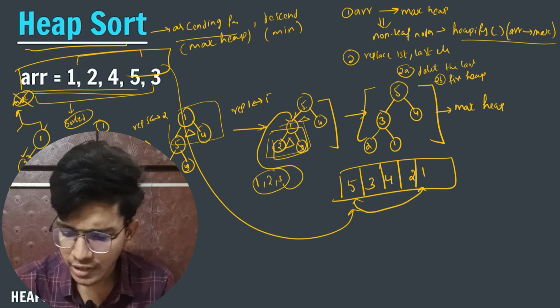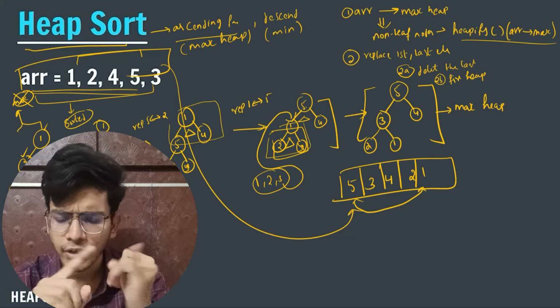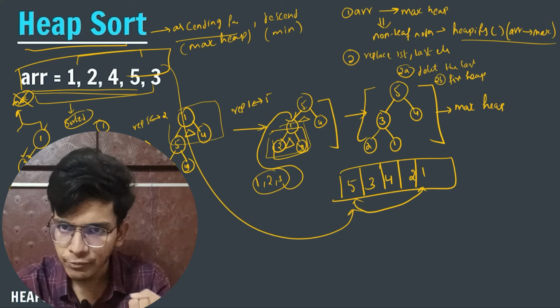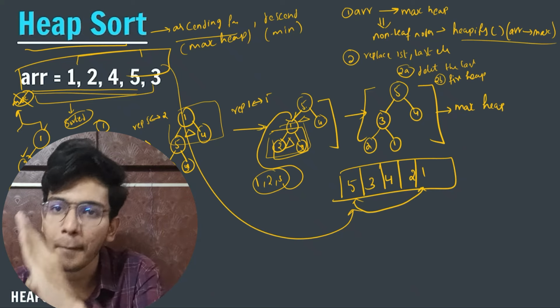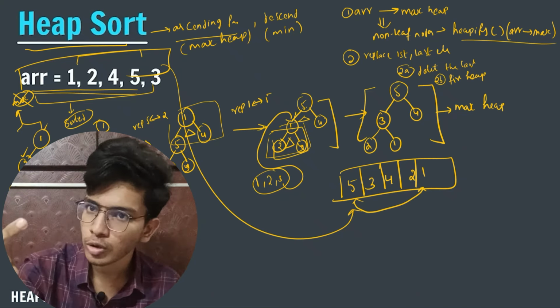So I hope you have understood. I will show you a dry run. First of all, if you are clear with step 1, that is whatever array the user has given me, I am converting it into a max heap. If you are clear, we will go to step 2.